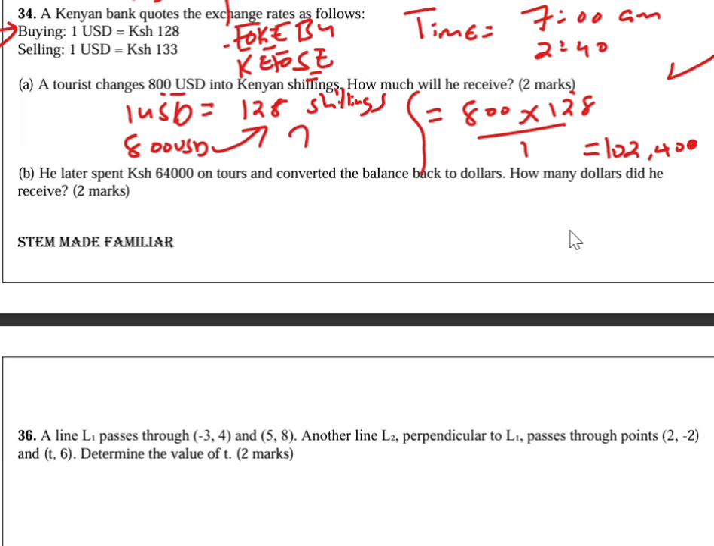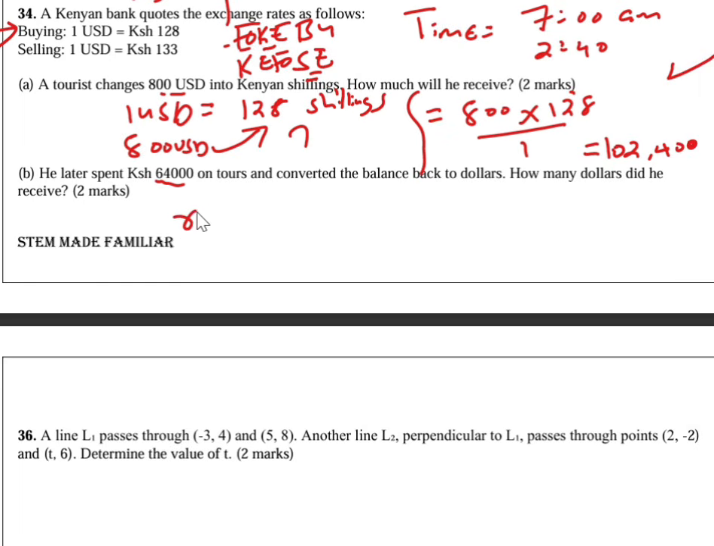Part B, he later spent 64,000 on tours and converted the balance back to dollars. How many dollars did he receive? So amekaa Kenya, akaenda Nairobi, Mombasa, akawa enjoy, akatumia 64,000. I remember pesa ya Kenya alikuwa na ngapi? 102,400. You need to get the remaining.